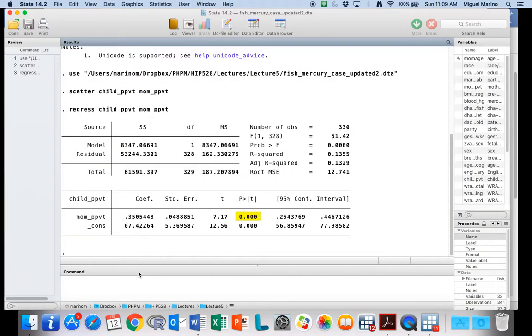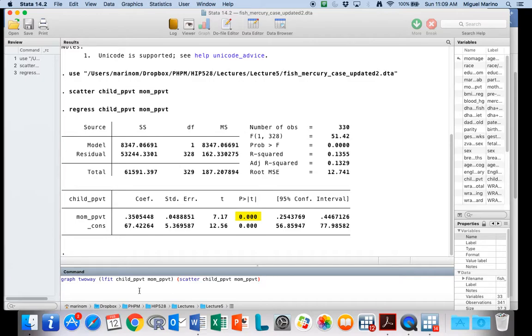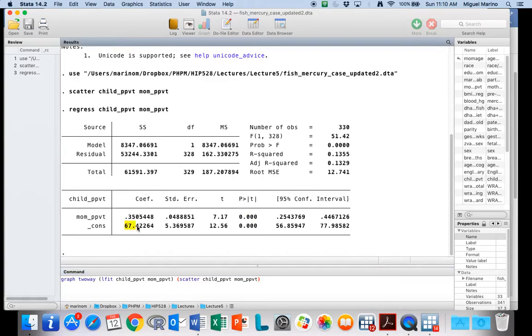So occasionally it's really nice, as we said earlier, to look at the scatter plot. We've done that, but there's a way in Stata where you can actually produce a scatter plot for two continuous variables and then draw a line, the least squares line. So you can imagine that if you had a y-intercept of 67.4 and a slope of 0.35, you can draw a line in that figure.